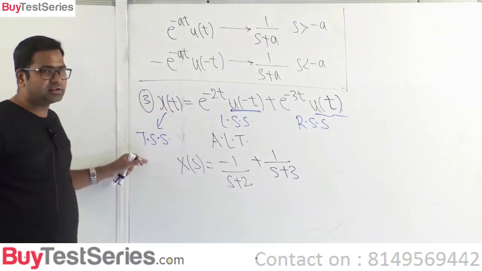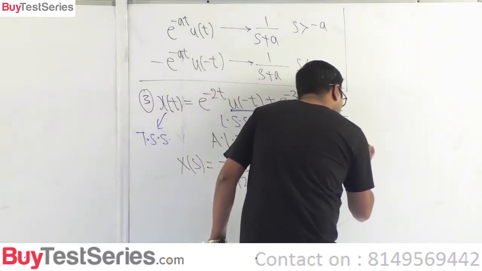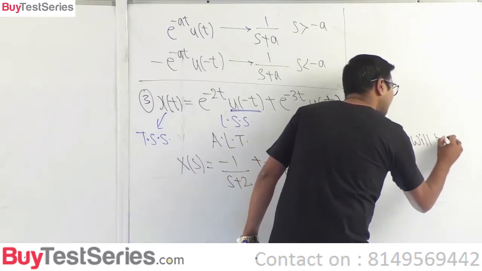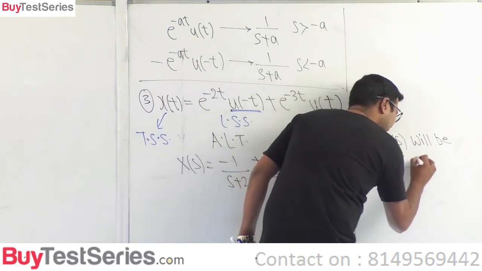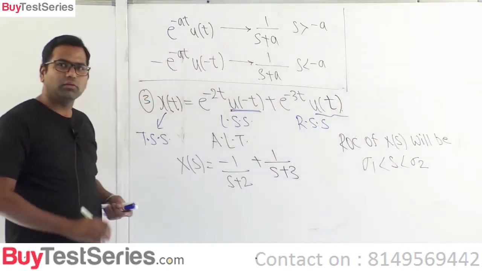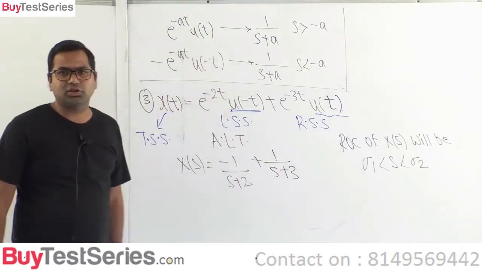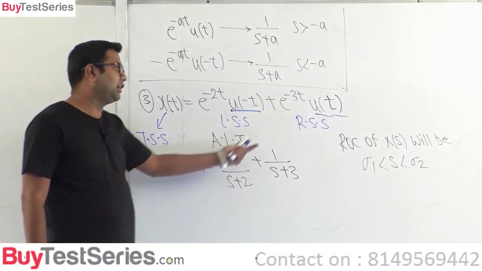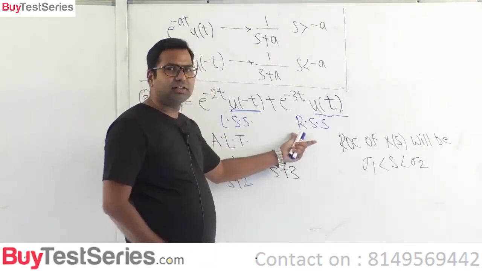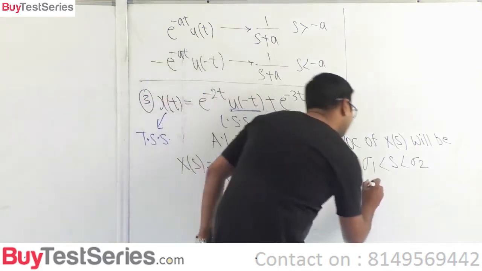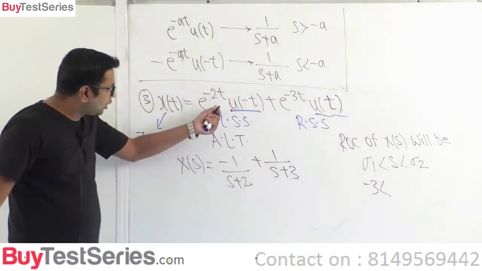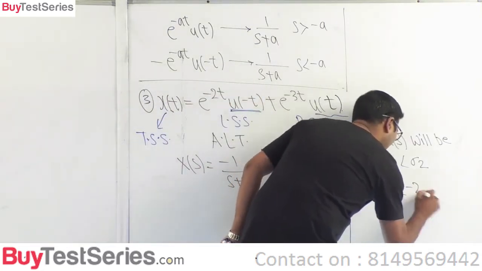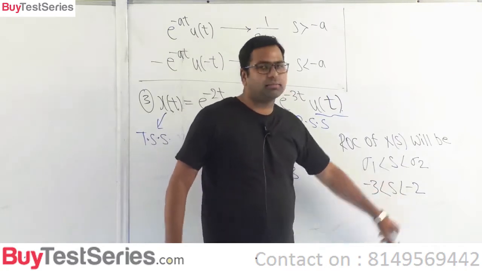Right? Since x of t is a two-sided signal, according to properties of ROC, ROC of capital X of S will be sigma 1 less than S less than sigma 2, where sigma 1 should come from the right-sided portion and sigma 2 should come from the left-sided portion. So, which pole is coming from the right-sided portion? The pole that is coming from the right-sided portion is minus 3. Whereas the pole that is coming from the left-sided portion is minus 2. Therefore, the ROC will be minus 3 less than S less than minus 2.